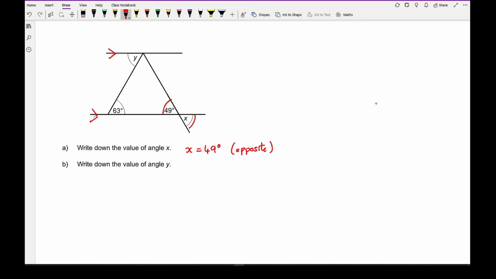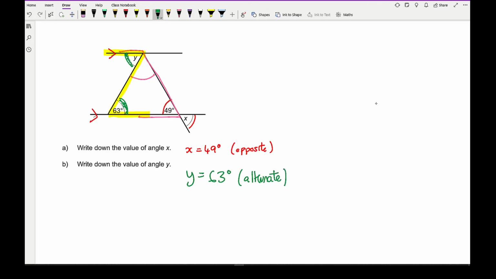And working out angle Y, well, I could probably work out what this angle here is, because it's an angle in a triangle. However, it's not going to help me work out what angle Y is. The easiest way of spotting what Y is, is spotting that I can see a Z. Because I can see a Z, it means that this angle here is going to be the same as this angle here. So therefore, Y is going to equal 63 degrees. And why? Because it is alternate.